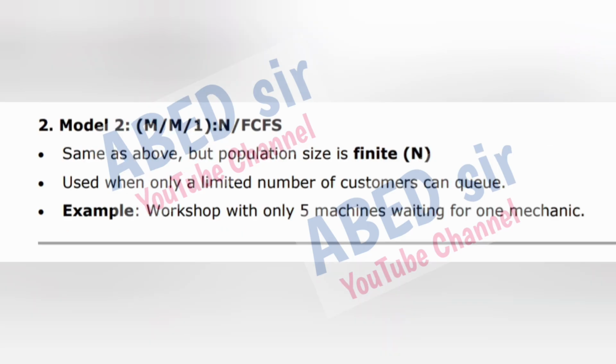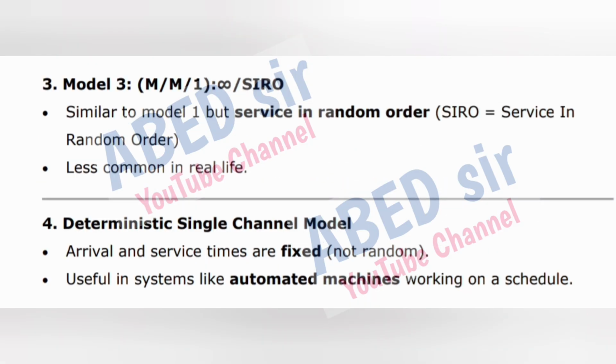2. Model 2, M/M/1 NFCFS. Same as above, but population size is finite, n. Used when only a limited number of customers can queue. Example, workshop with only 5 machines waiting for one mechanic. 3. Model 3, M/M/1/SIRO. Similar to Model 1 but service in random order, SIRO is equal to service in random order. Less common in real life.